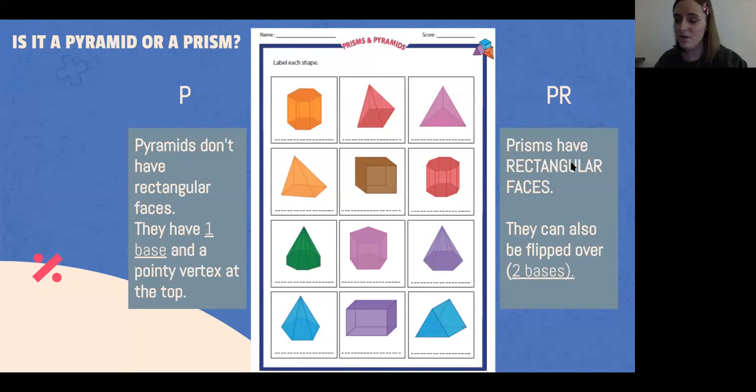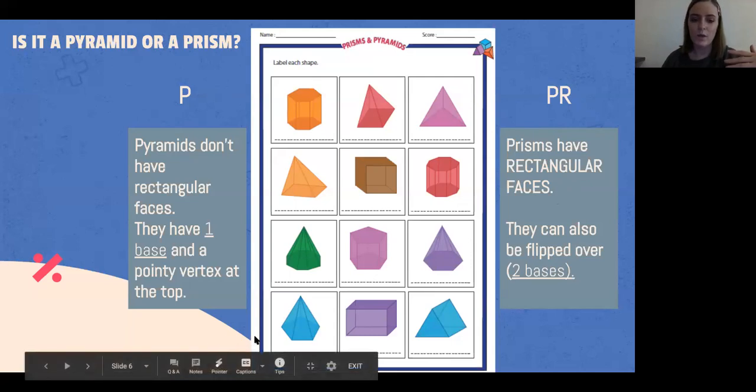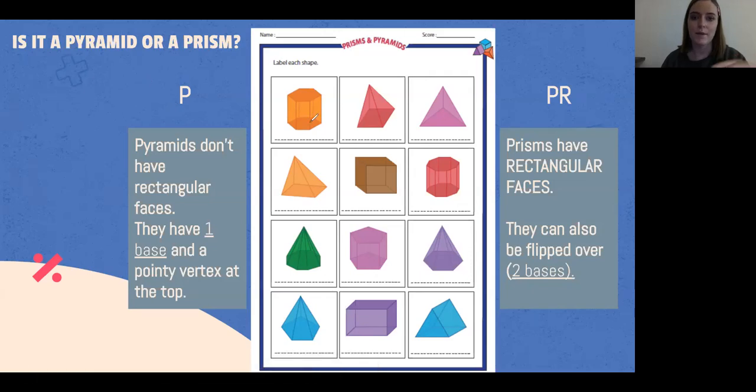Then if it's a prism, it does have rectangular faces and it has 2 bases because if I flip it over, it can still sit flat, okay? It can sit there perfectly fine. So if it's a pyramid, it doesn't have rectangular faces and it has 1 base. If it is a prism, it has rectangular faces and more than 1 base. So let's decide which ones of these are prisms and which ones are pyramids.